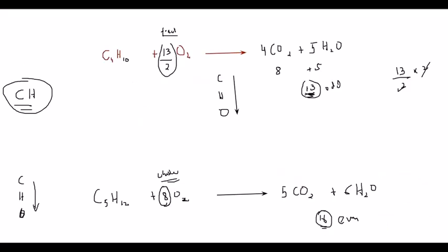The second reaction of alkane is that it undergoes a substitution reaction. This is the second reaction. The first reaction of alkane was combustion, meaning you're burning them. And the second reaction is called substitution reaction, with halogens.